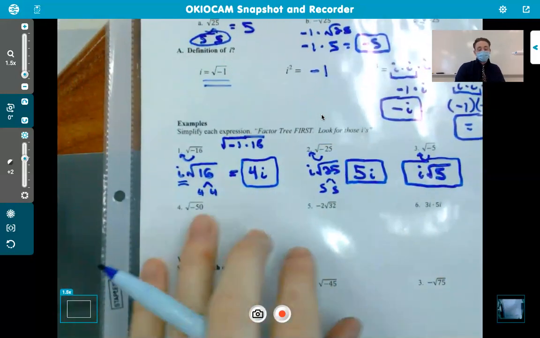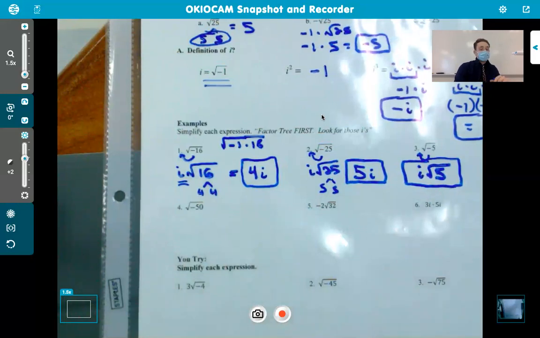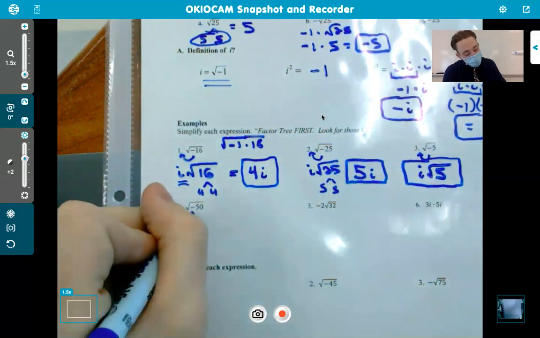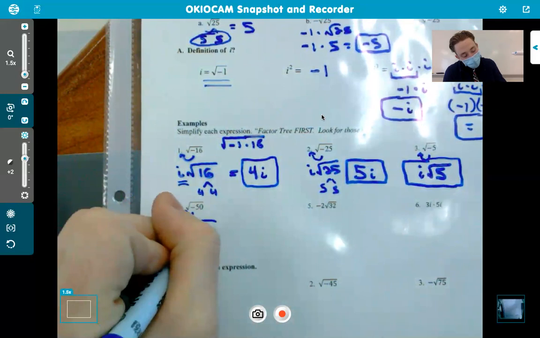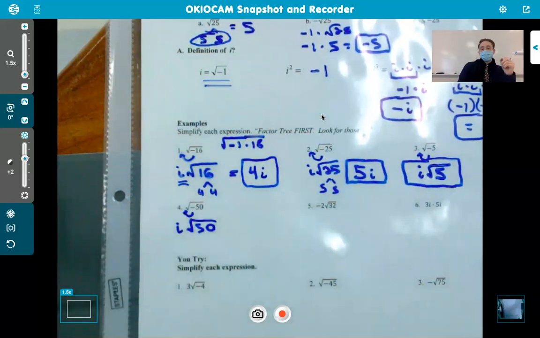Any questions about the first 3 examples here? Number 4, what's the first thing I need to do? Take the I out, right? Pretty easy first step each time. Now I'm left with the square root of 50.